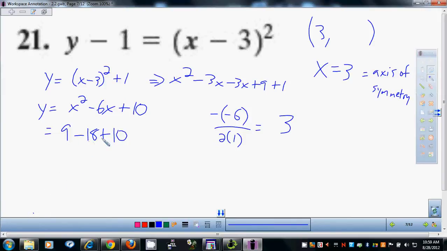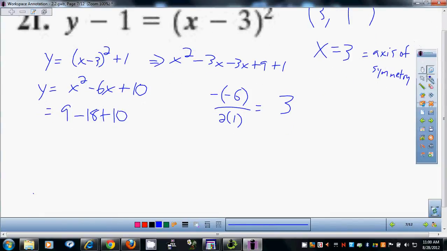So, negative 9 plus 10 makes us a positive 1. So here's our vertex. Here's our axis of symmetry. Only thing we have left are our intercepts. Where is it going to cross the x-axis? Who can tell me how they think we're going to find those? Give you a hint. We're dealing with quadratic equations.